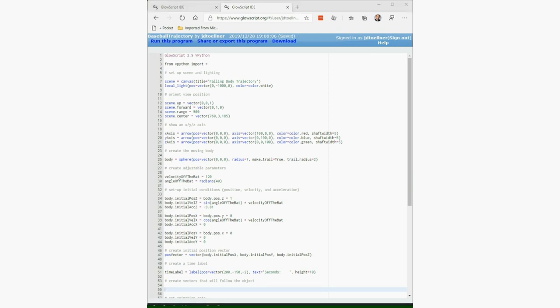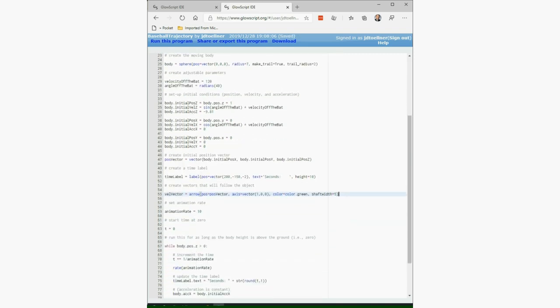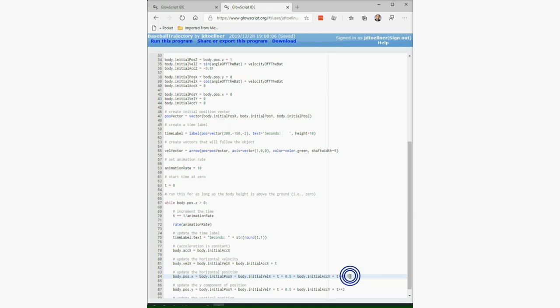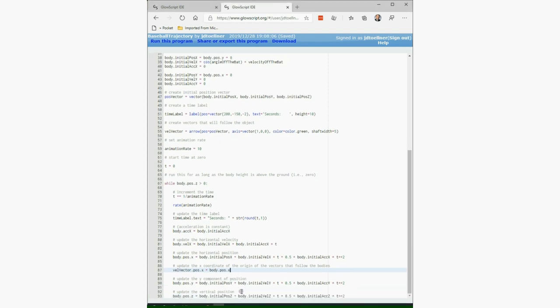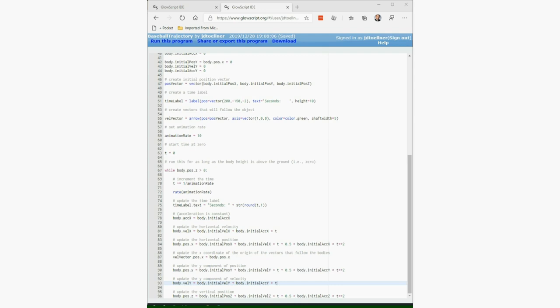All right, so this position vector is just the initial x, y, and z position. And then this velocity vector starts out, see where it says POS equals position vector? And the axis is 1, 0, 0. But within this while loop, I'm going to update the x-coordinate of that vector, and I'm going to make it equal to the x-coordinate of the sphere or the body. I'm going to do the same with the velocity vector y-coordinate. Actually, this part I didn't need for this animation. I'll need it for the next one. But here's where I update the y-coordinate.